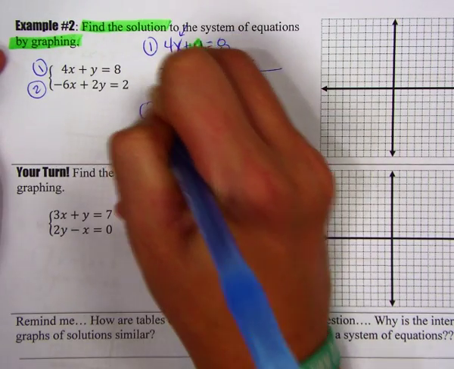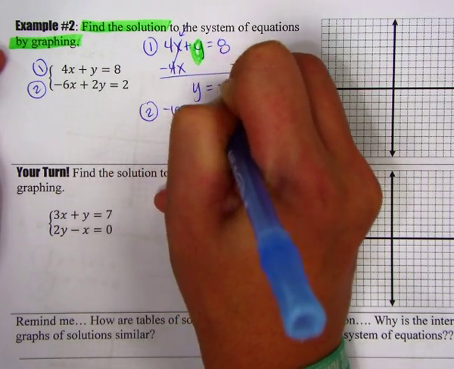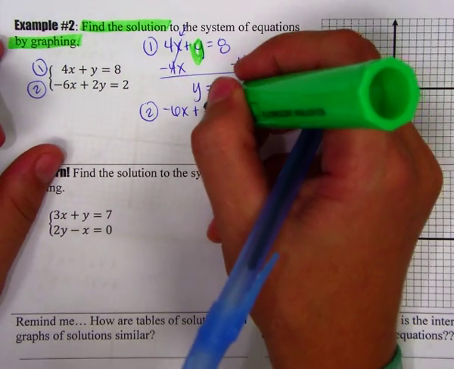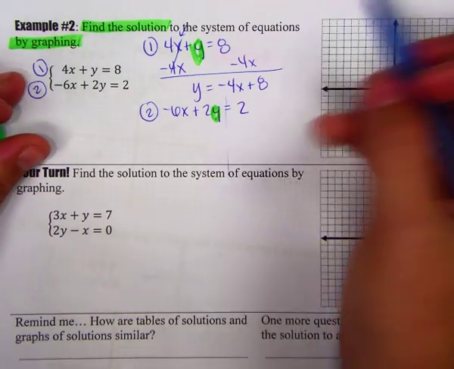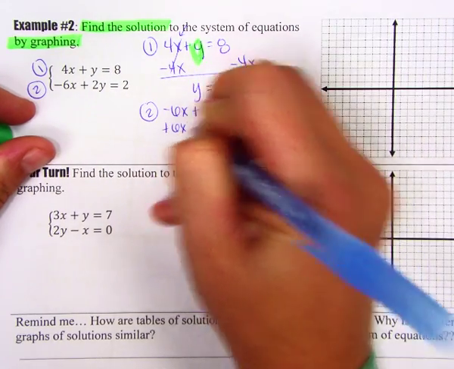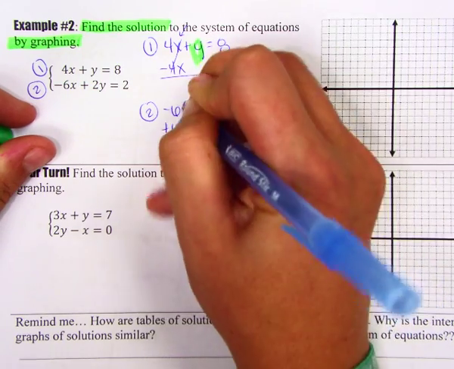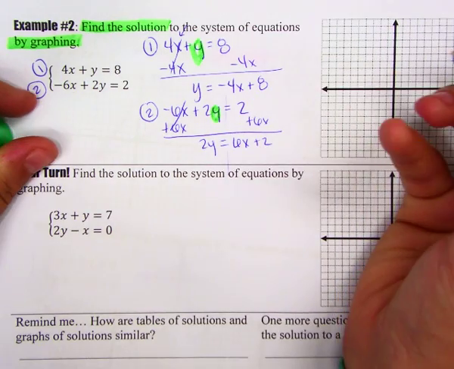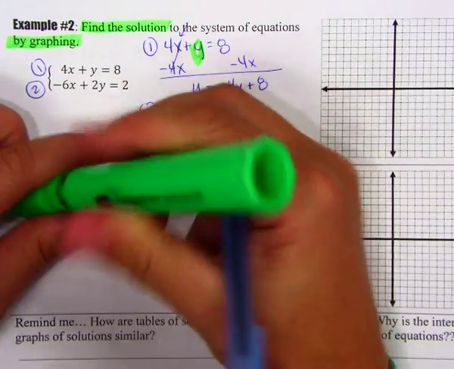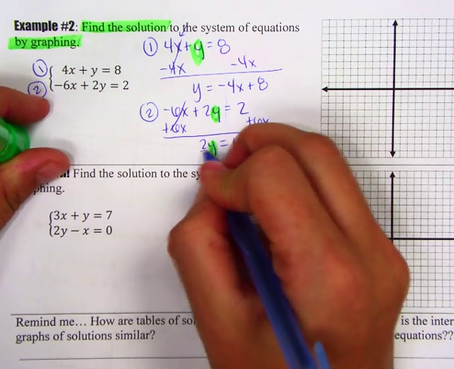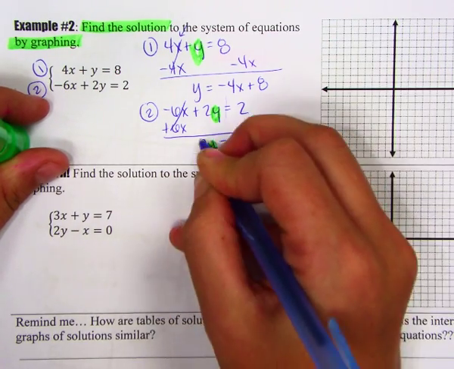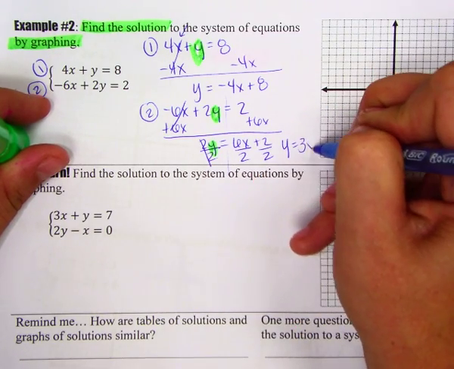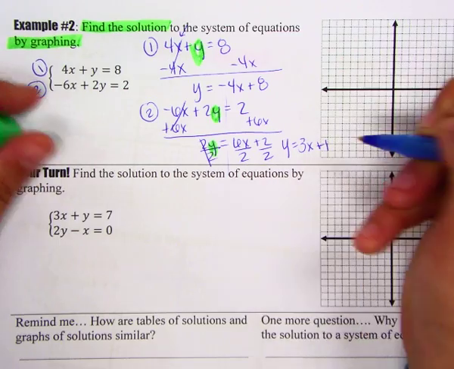Equation 2. I'm going to isolate y by first moving the term or constant. So I'll add 6x to both sides. 2y equals 6x plus 2. To isolate y, I'm going to divide by 2 every single term. I'm left with y equals 6 divided by 2 is 3, 2 divided by 2 is 1.